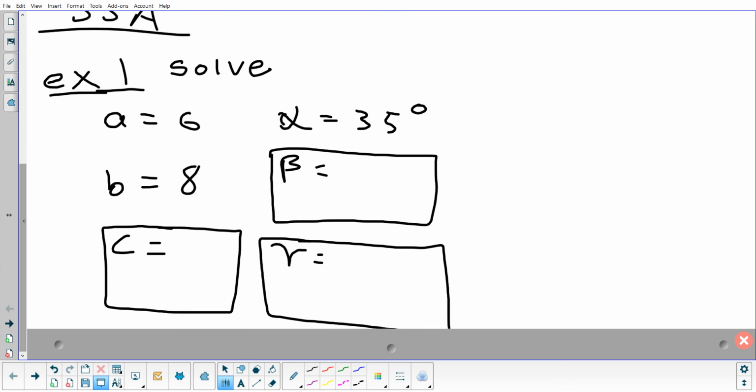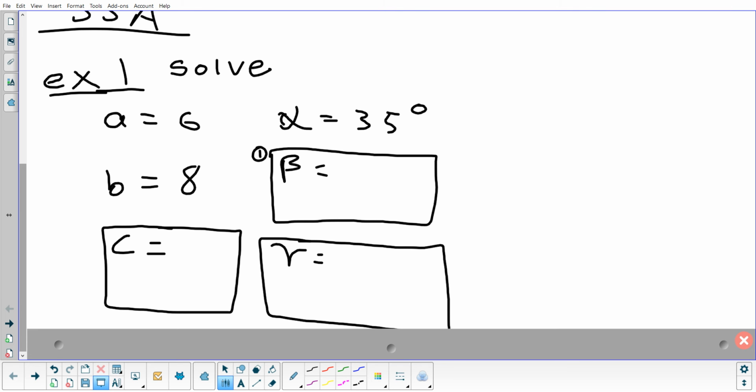Now, we have a row that's empty, and then we have a partial row. The row that's empty, you need to forget about. There's nothing in that row at all, so you can't do anything with C or gamma, which means we're basically forced to find what first? We don't have any choice. Yeah? Beta. You have to find beta first. So we're going to do this first.